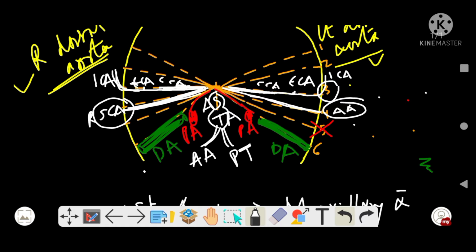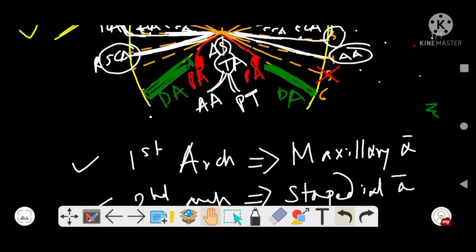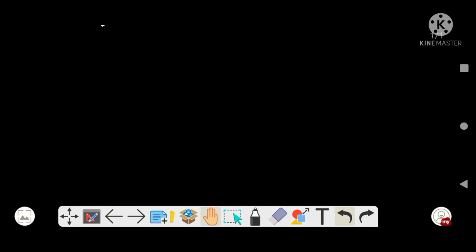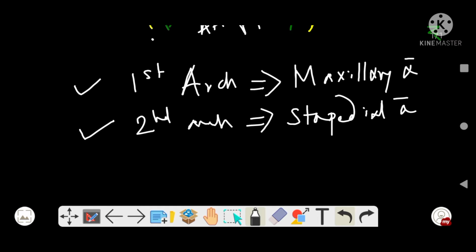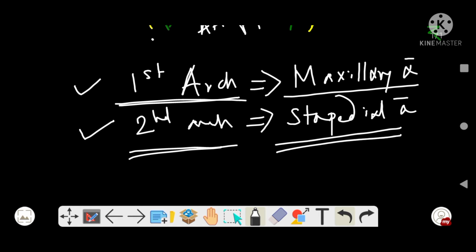We will write the theory section now, and again we will come back to the diagram, after which everything will be clear. So I will write the theory portion now. See, so up to this you understood that first arch artery gives your maxillary artery, right? First arch artery. From second arch there arises stapedial artery, right?